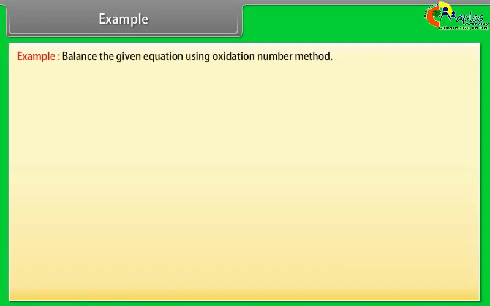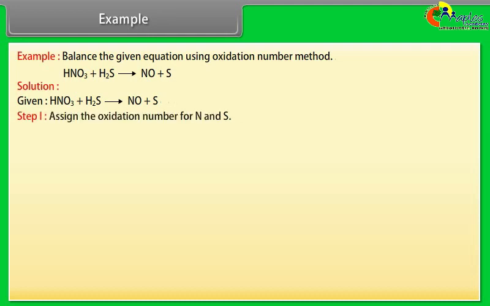Example. Let us take an example of balancing equations. Balance the given equation using the oxidation number method. Let's see the solution. Here, the given equation is HNO3 plus H2S gives rise to NO plus S. Step 1. Firstly, we assign the oxidation numbers of N and S.